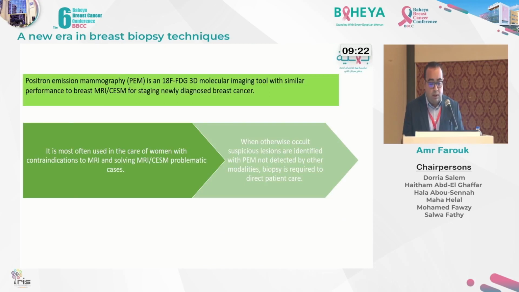PEM depends on molecular imaging with similar performance to breast MRI and contrast for staging newly diagnosed breast cancer. It's most often used in the care of women with contraindication to MRI, solving problematic cases detected in MRI such as heterogeneously enhancing breast parenchyma. When otherwise occult suspicious lesions are identified with PEM, not detected by other modalities, biopsy is required to direct patient care.